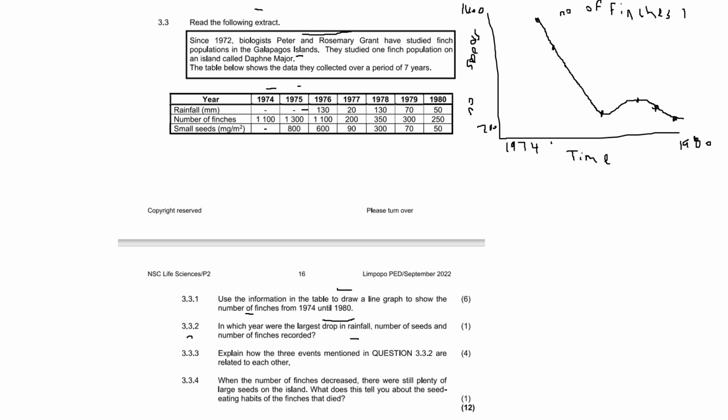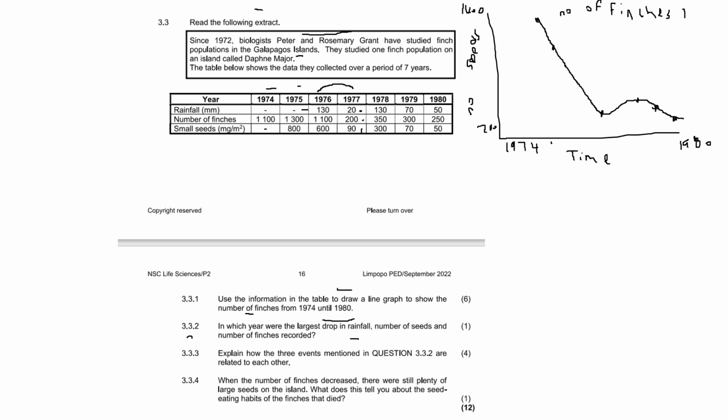1977, we had 20. Okay, that's a low number of rainfall, also a low number of finches, and also a low number of small seeds. So that is showing the largest drop. Because remember, from 1976 we had 130 rainfall, then it went to 20. So rainfall dropped from 130 to 20, which is 110. Number of finches dropped from 1,100 to 200, which is a huge drop. Small seeds dropped from 600 to 90. So 1977 was the largest drop that we had.